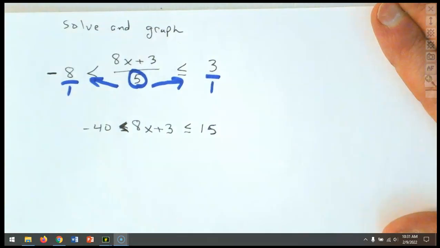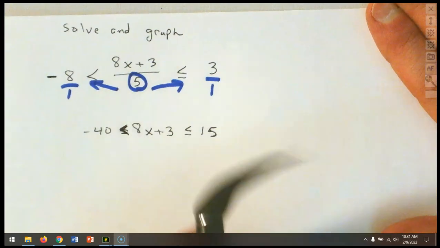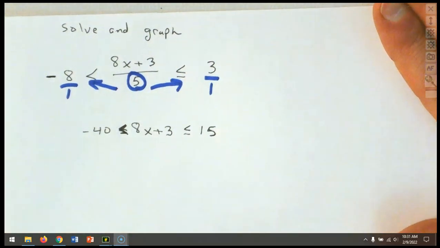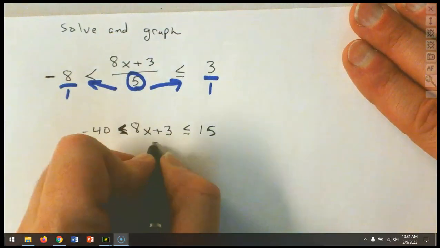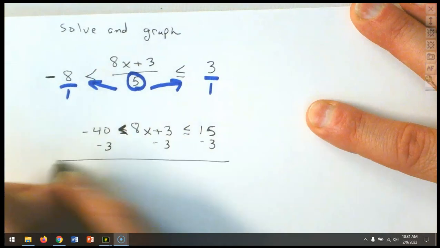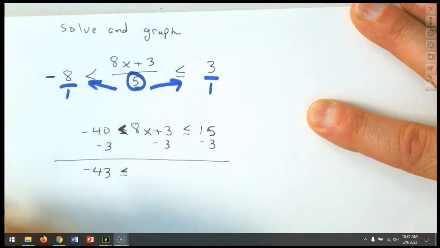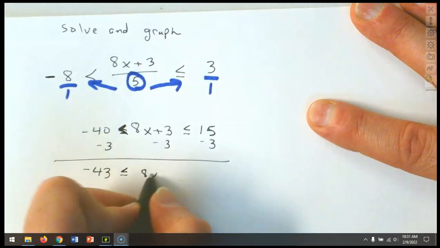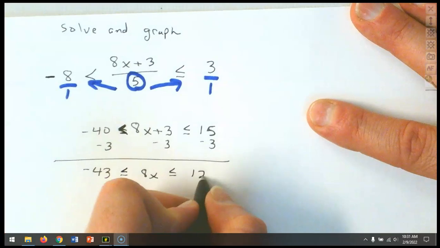Okay, negative 8 times 5 is negative 40. 5 times 3 is 15. Did we switch our inequality symbols? Not yet. Nope. Move that 3 over with subtraction. That makes it then a minus 43. 8x is in the middle. And it looks like a 12 is on the right.